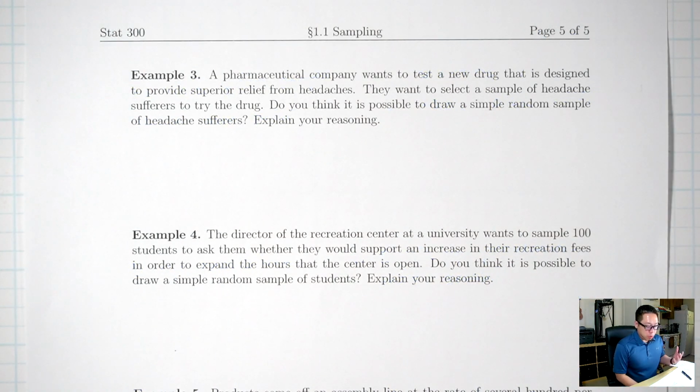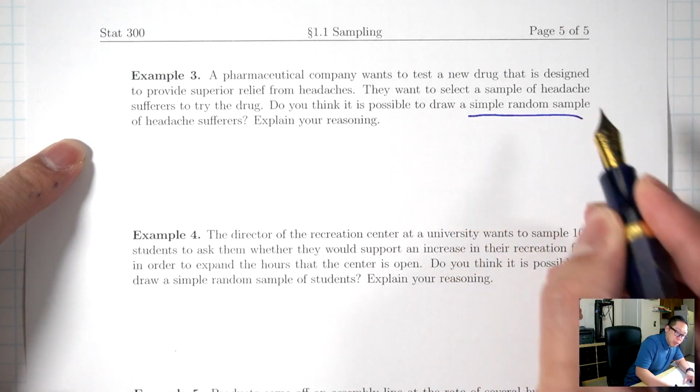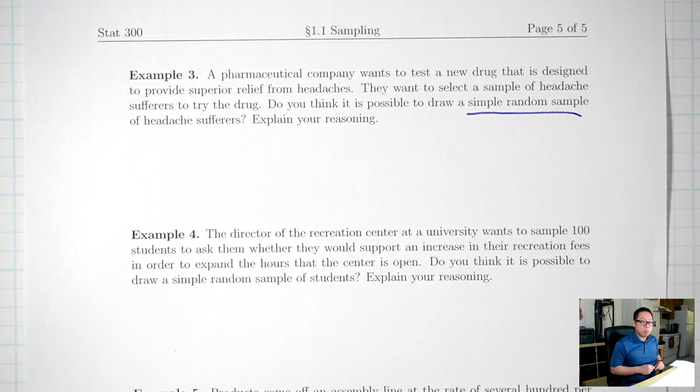Now that we know what the different sampling techniques are, the question is, given a situation, which sampling technique is best? So example 3, a pharmaceutical company wants to test a new drug that is designed to provide superior relief from headaches. They want to select a sample of headache sufferers to try the drug. Do you think it's possible to draw a simple random sample of headache sufferers? So the question is, can you do a simple random sample? Yes or no?